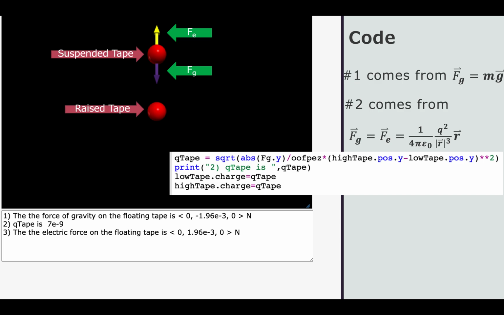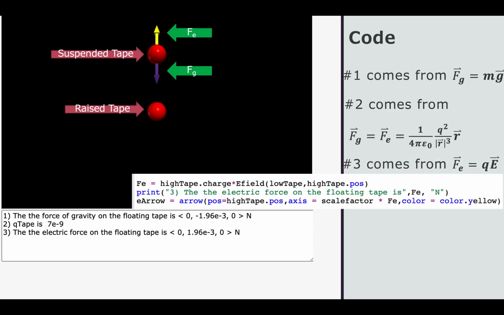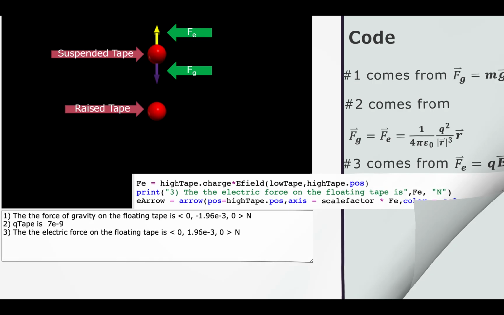The first line in this code goes through the algebra of doing this and relies on the assumption that the two tapes have equal charge. We can then calculate Fe, which is just the opposite of Fg in the opposite direction, as shown by the yellow arrow.